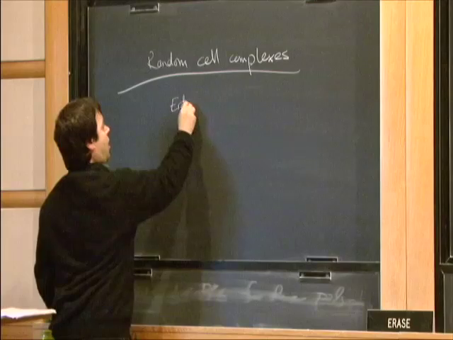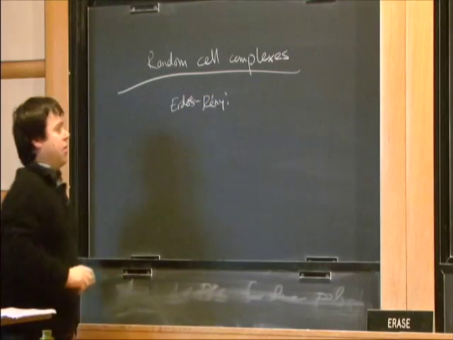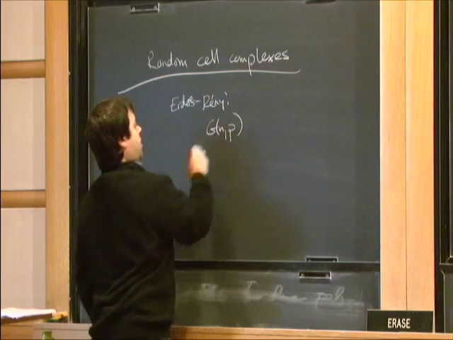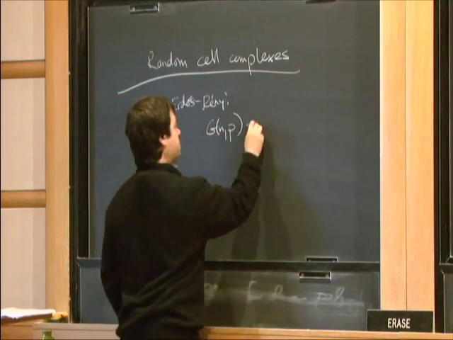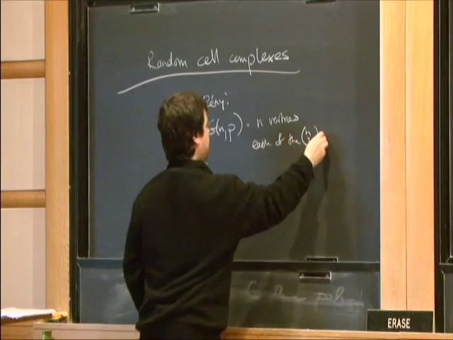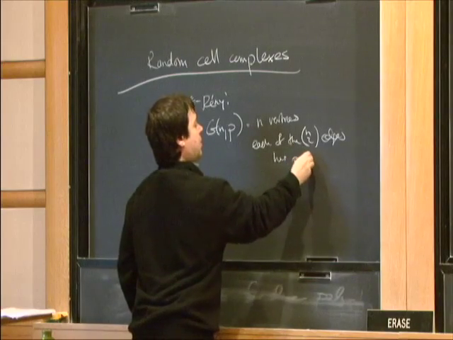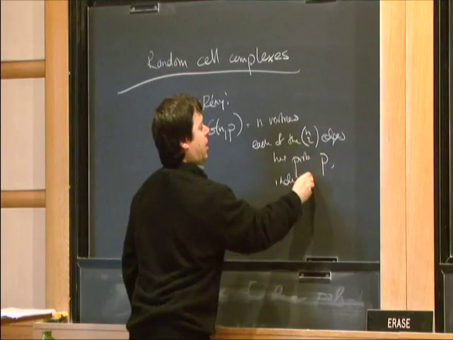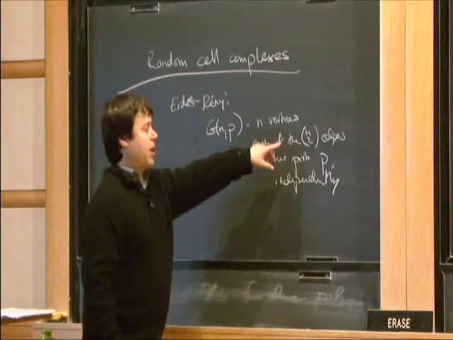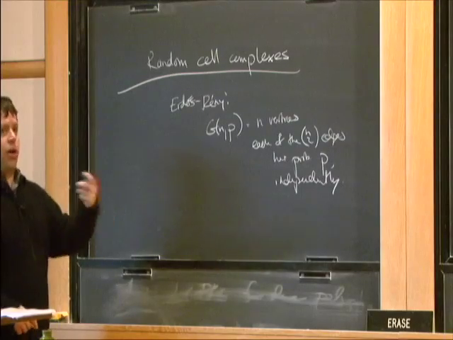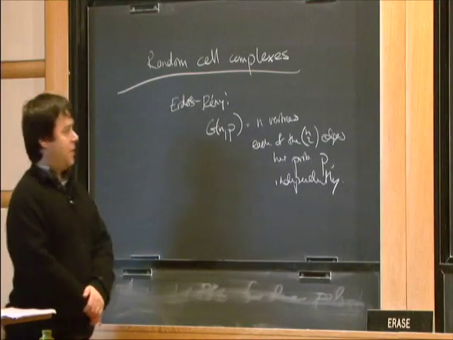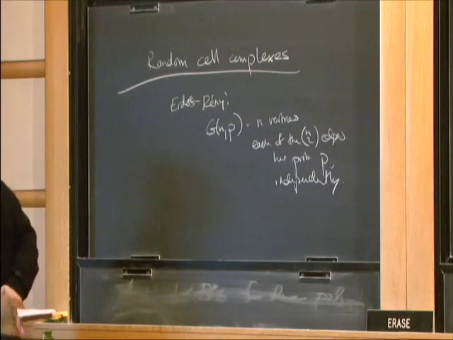So first, I'll mention maybe the mother of all random simplicial complexes, the Erdos-Renyi random graph, G(n,p). It's a random graph. It has n vertices, and each of the n choose 2 possible edges appears with probability p, and those are independent choices. So if you set p equal to 1/2, you would think of flipping a coin for each of the n choose 2 edges and including it if it's heads and not including it if it's tails.